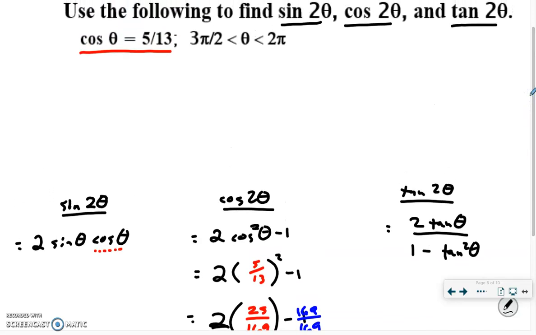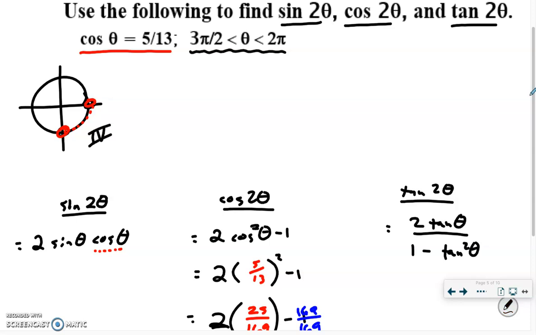So luckily, they told us that the cosine was 5/13, and I could use that information to draw a triangle. But where do I draw the triangle? And that's where this piece comes in. We're told that theta is going to fall between 3 pi over 2 and 2 pi. If I'm looking at the unit circle, 3 pi over 2 is here, 2 pi is here. That's saying that from 3 pi over 2 all the way to 2 pi, that's where we have to live. Well, guys, if we look a little closer, that's the fourth quadrant.